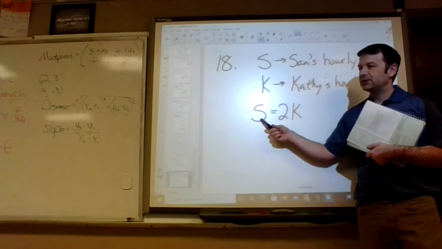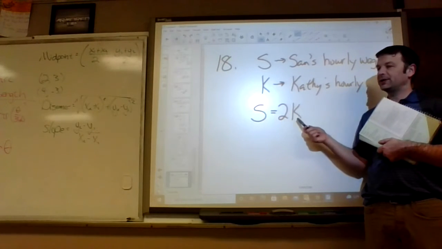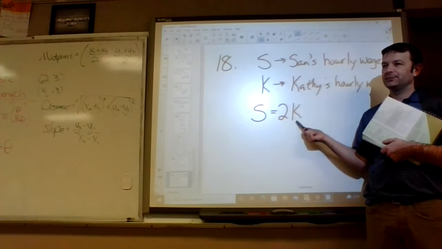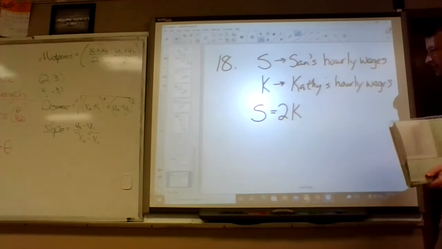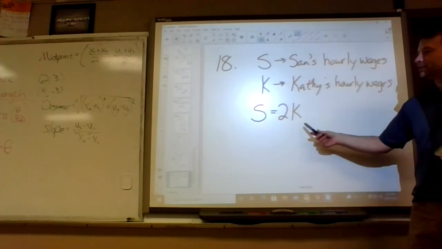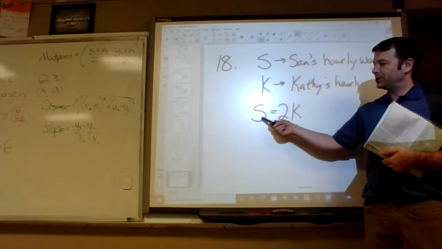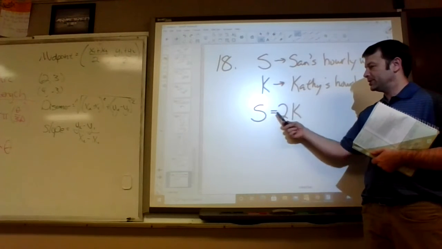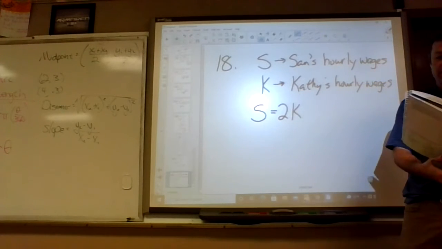Sam's wages is equal to twice Kathy's wages. Does that make sense? So far, so good? Can I solve this? No. Because if K was 1, this would be 2. If K was 2, this would be 4; 3, 6. There's an infinite number of possible answers right now. Not enough information.